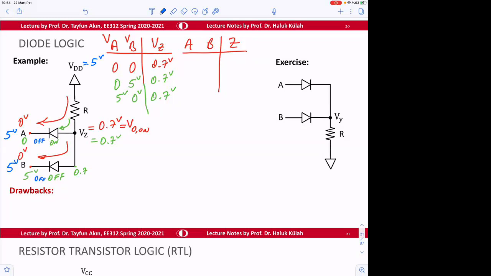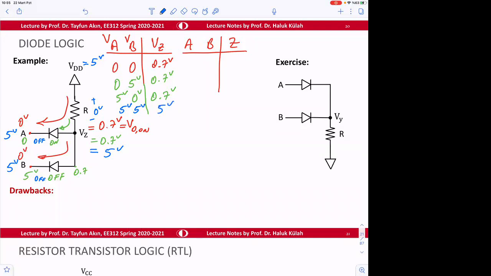And then the output voltage is going to be what? No current is passing. Therefore, the voltage drop across R is 0 volts. Therefore, the output is going to be 5 volts. So 5 volts at the output.